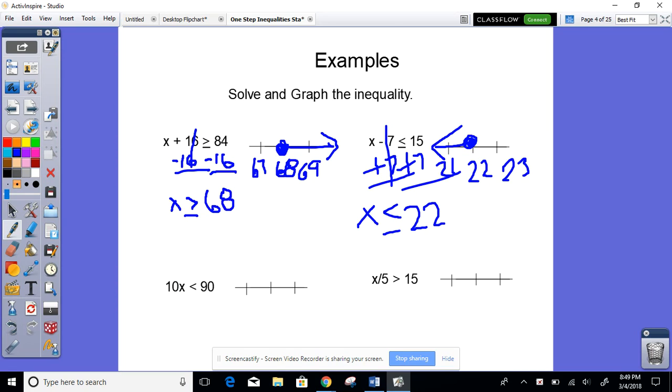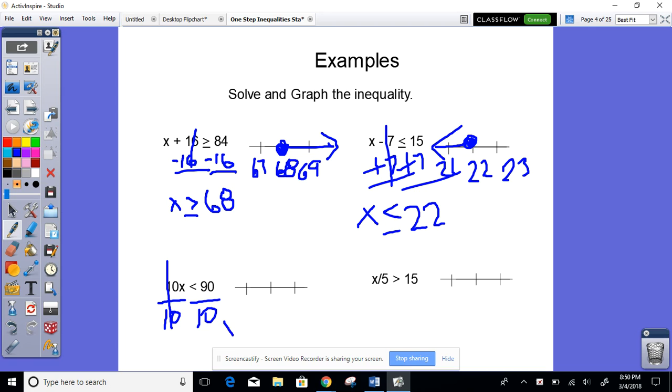Okay. Next, we're going to practice some multiplication and division again. Go ahead, please pause the video anytime that you need to. So this is multiplication. Remember, 10x is 10 times x. The opposite of multiplication is division. I'm going to use the inverse. It's going to cancel out. Divide by 10 on the left, have to divide by 10 on the right.